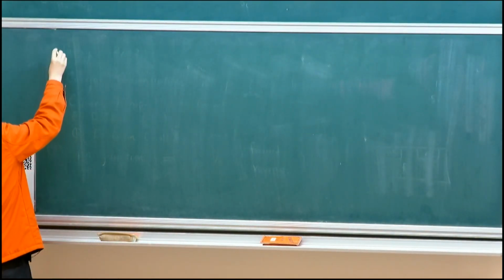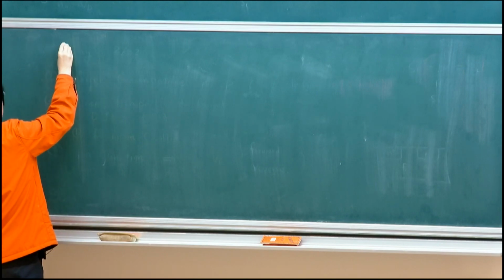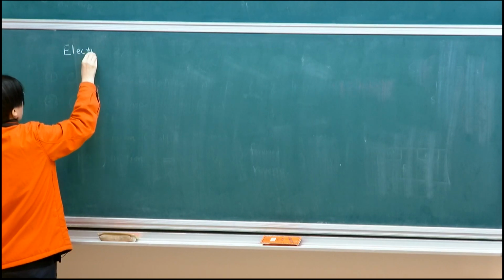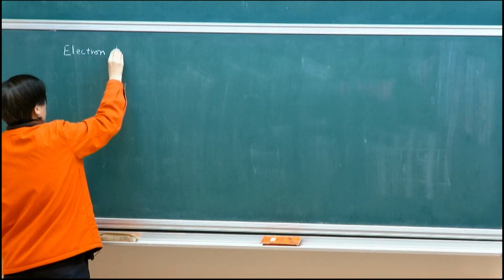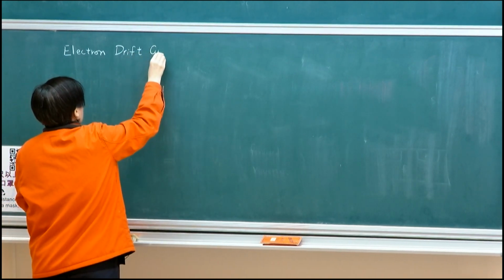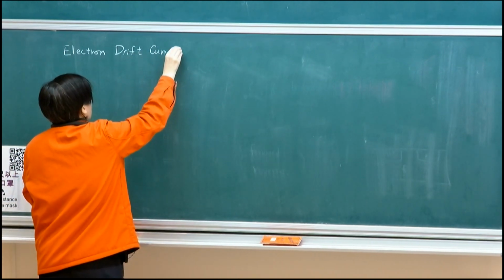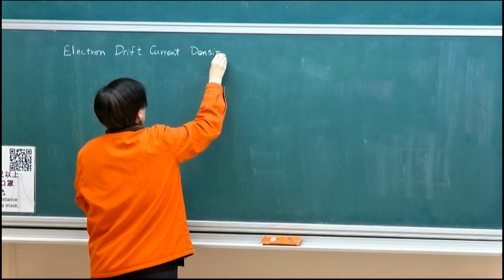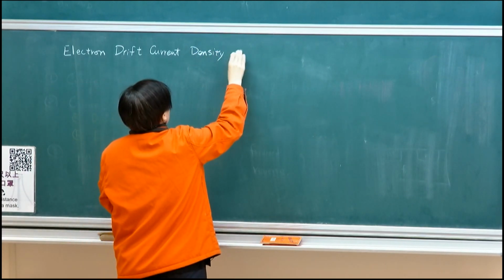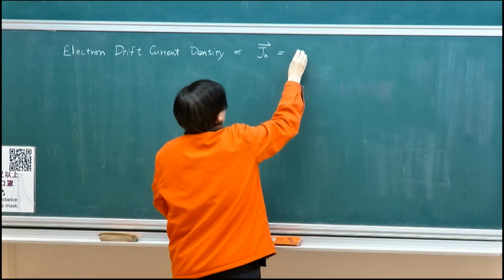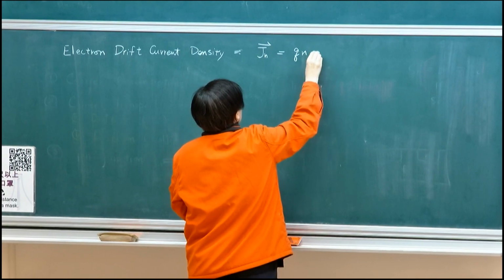So that's electron current density. Let me be specific: electron drift current will then be q n mu n E.